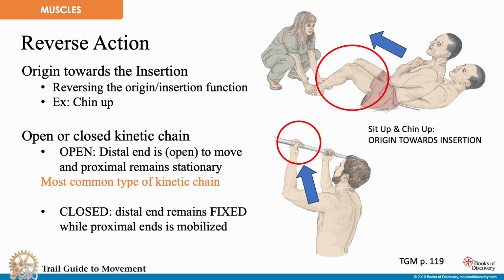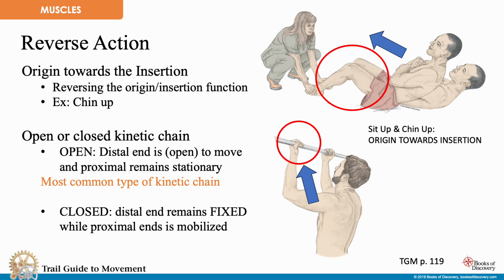And the sit-up insight here. So if we look at this person holding the feet for a sit-up, by pinning the feet, so fixing the distal end, we've created a closed chain. This allows the hip flexors to pull the spine towards the knees. So that changes all that there.